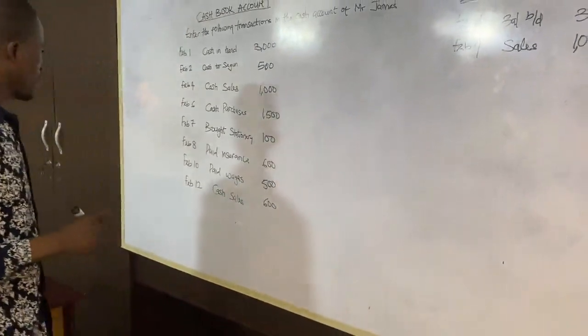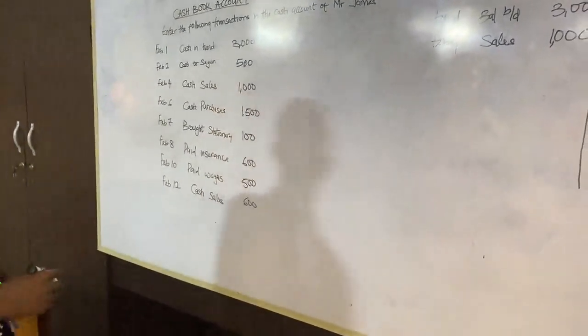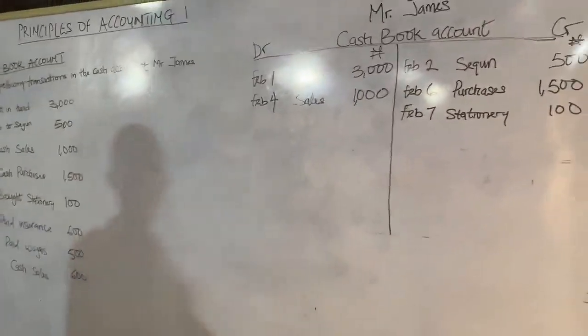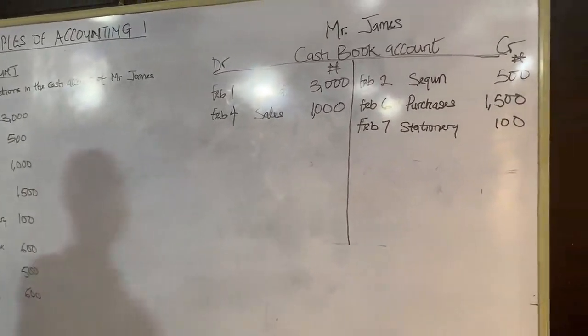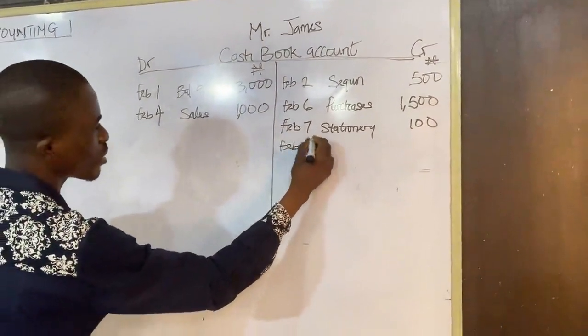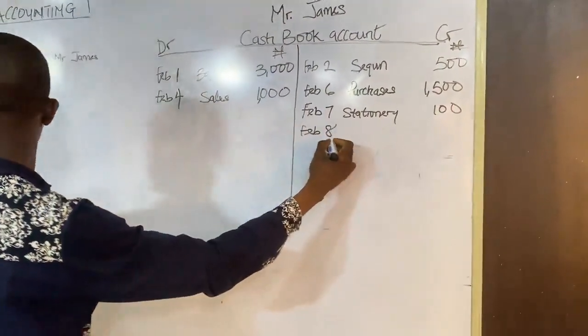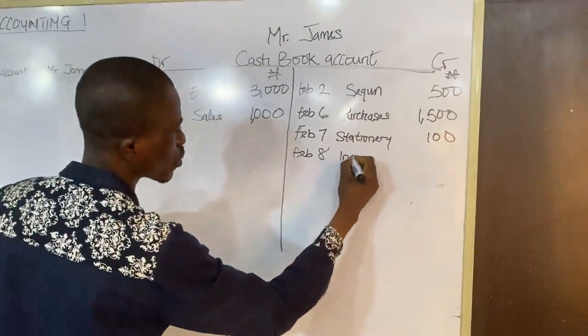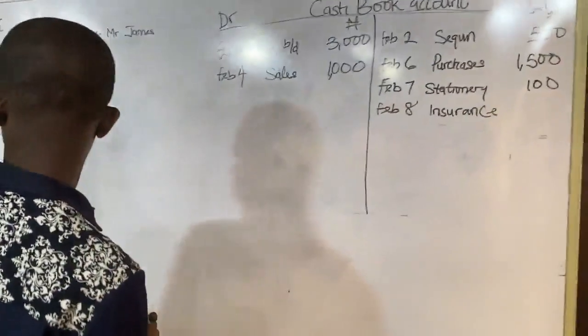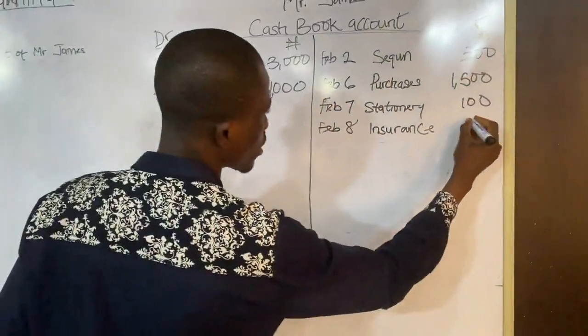And February 8, paid insurance. Because of that, insurance is increasing while your cash is reducing. So you come to the credit side, February 8, insurance, 600 naira.